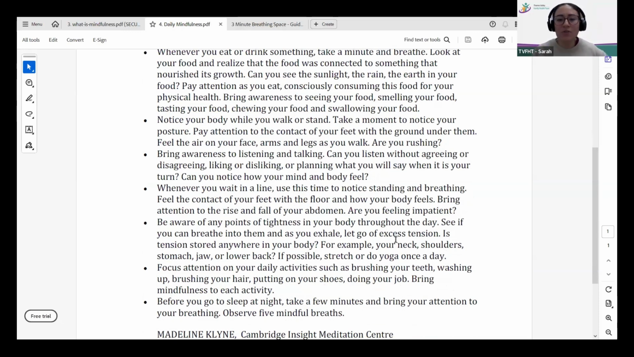So just an invitation, right? Rather than being so quick or automatically pulling out your phone or distracting yourself, just come back. Notice how you're standing, notice your breathing if it's feeling really shallow or really quick, notice the contact of your feet on the floor or how your body's feeling, right? Or if you're feeling impatient, especially in traffic.